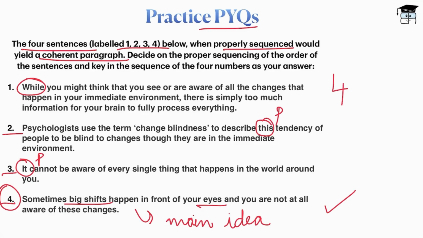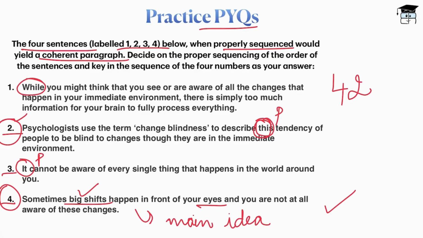Now, if you look at sentence 2, I see a pronoun here. Maybe in sentence 4, we're talking about big shifts that is being discussed in detail in the second sentence. We're moving with the approach called general to specific. So I will put 2 after 4. Okay. Third sentence. It cannot be aware. Now, I don't know what it is, so I cannot put it after 2. That means I cannot put 3 after 2.